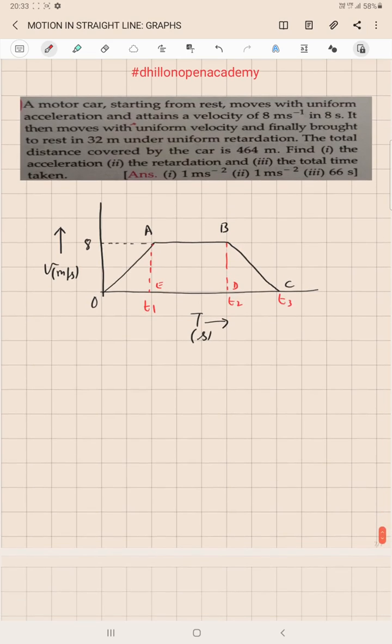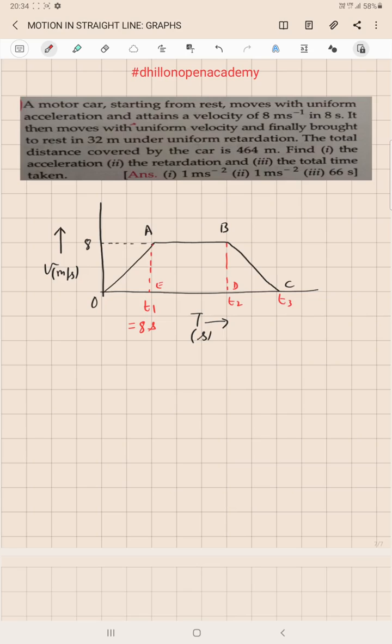Now, what information is available to us? We have to solve this purely with the graphical method. Also given to us is that it moves 32 meter when it is brought to rest. That means from t2 to t3 time interval, distance covered is 32 meter. Total distance covered is 464 meter. t1 time is 8 seconds. It is given to us.